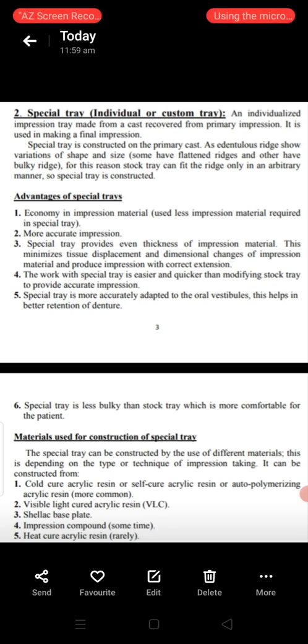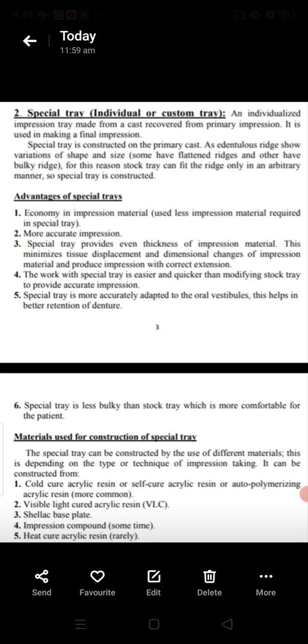First we take an impression with impression compound. This is the primary impression by stock tray. Then we pour this impression and we get a cast. This is known as the primary cast. Then on the primary cast, we apply separating media, then base plate wax, and on that we mix self-cure acrylic resin and make a tray on that primary cast. This is known as the special tray, or individualized tray, or custom tray.